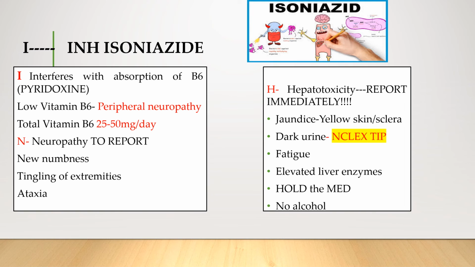Now come to the H, that is hepatotoxicity. If a person is having hepatotoxicity, that has to be reported immediately. What are the signs you will see? Jaundice, with yellow colored skin, yellow sclera, and dark urine. This is a common NCLEX tip that you have to remember. Also fatigue and elevated liver enzymes. In such scenarios, you have to hold the medication and advise no alcohol for the person.